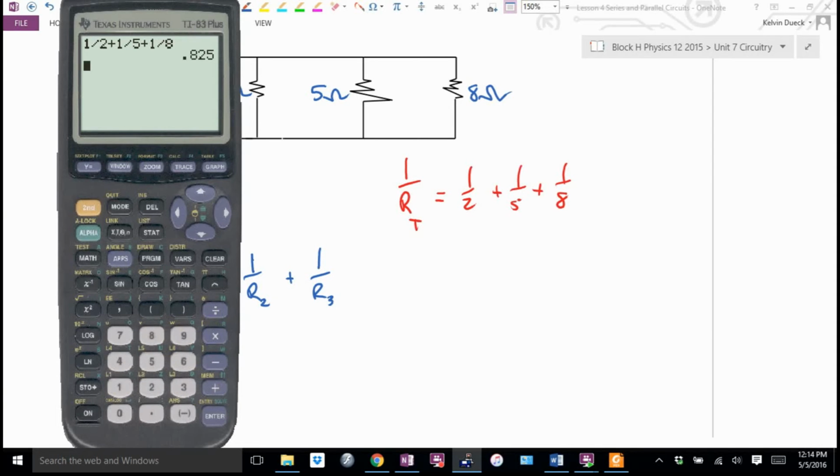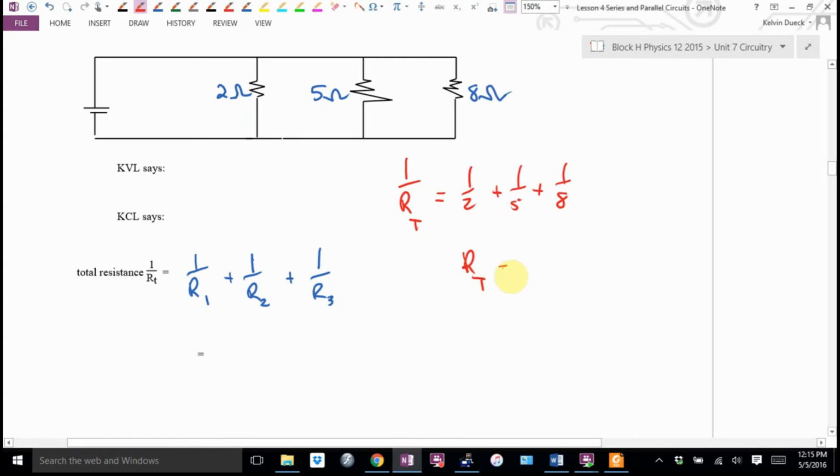And then here's the beauty. I want the reciprocal of that. I want to flip it. All of you, if you look, you have a little x to the negative 1 button, which probably you've never bothered using. You have a reciprocal button. If you find that little x negative 1, that reciprocal button, you can just do that and take the reciprocal of the answer. This is a resistance of 1.212122121 ohms.